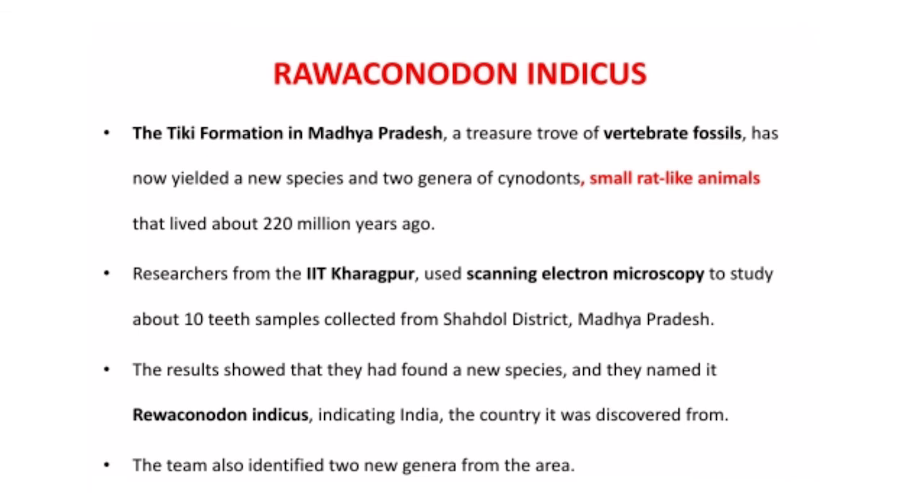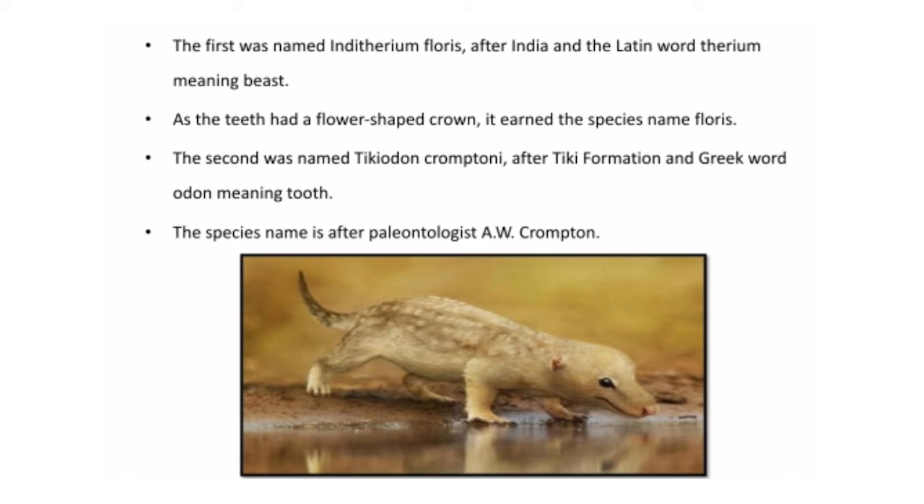Small rat-like animals that lived 200 million years ago have been found in the fossils which are present in Madhya Pradesh. So this is the news. So IIT Kharagpur, they have used that SEM சொல்லுவாங்க. SEM அப்படின்னா ஸ்கேனிங் எலக்ட்ரான் மைக்ரோஸ்கோப். ஸ்கேனிங் எலக்ட்ரான் மைக்ரோஸ்கோப் யூஸ் பண்ணி they have found these fossils. In these fossils they have identified an animal that is called Rivaconodon indicus. So let us see that animal. So பாருங்க எப்படி ஒரு rat மாதிரி இருக்கு. So it has been identified in Madhya Pradesh.